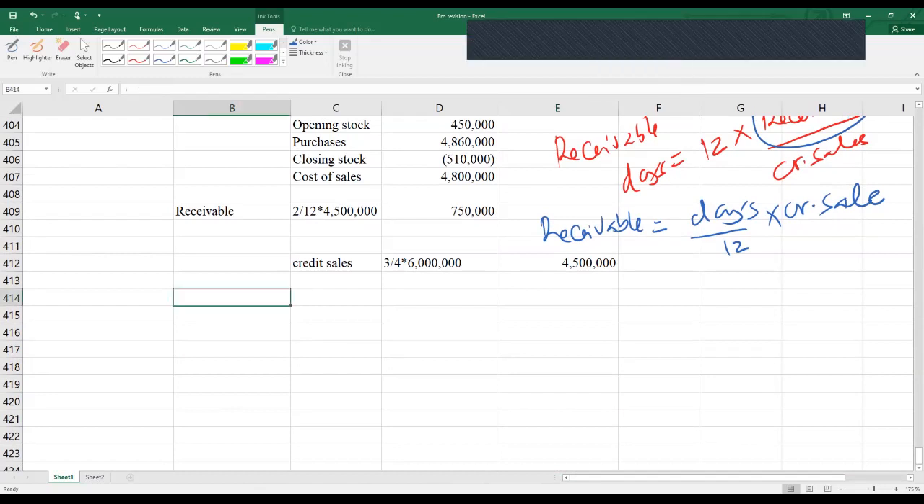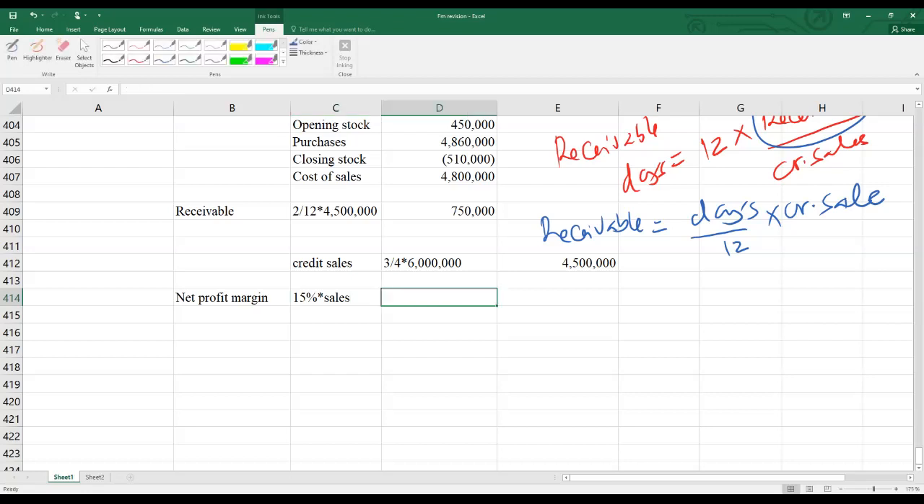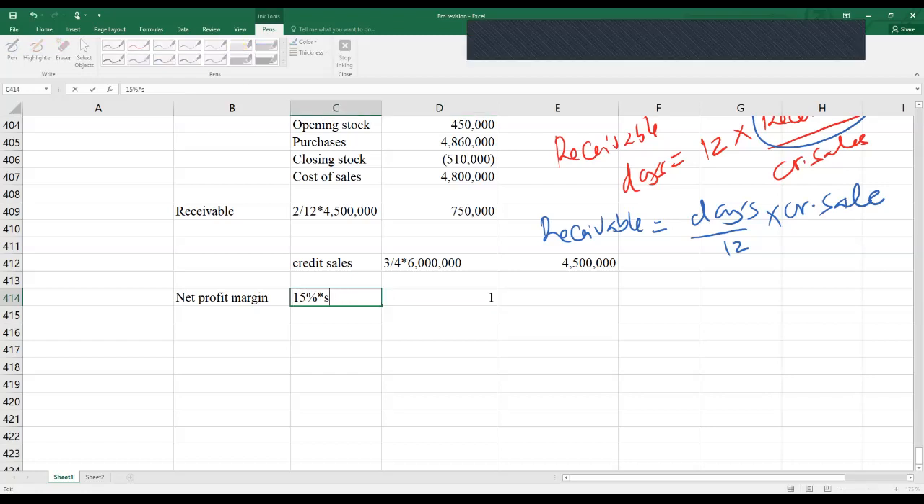So next we have net profit. For the net profit margin, we are told it is equal to 15% of sales. So 15% times sales. Just put the sales figure here of 6 million, because sales is 6 million. Therefore, what ought to be the net profit? You get how much? Confirm whether you get 900,000 to be the net profit. Sorry, this is not a margin, this is simply the net profit. So we get 900,000 to be the net profit.